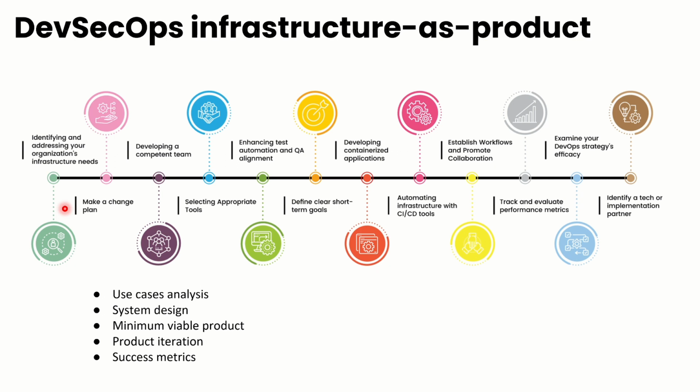You can then track and evaluate the performance metrics and look into your DevOps strategy efficiency and ask yourself if it's still effective, is it still efficient? If not, what else can we do? If it is, how can we enhance it further? And likewise, for the last part, it will be looking for tech or implementation partners to do all this together.